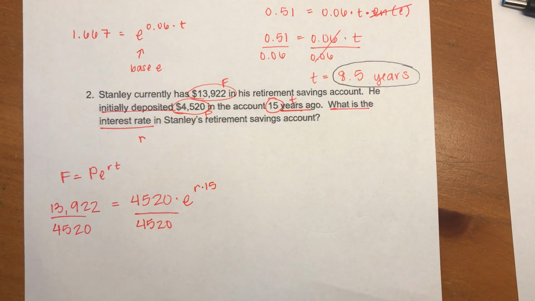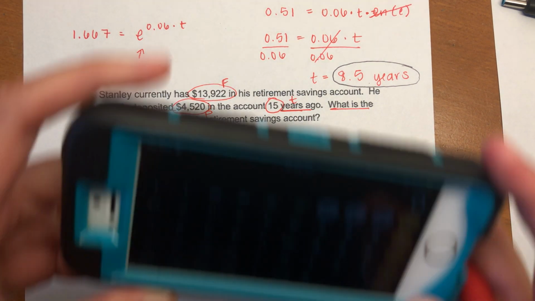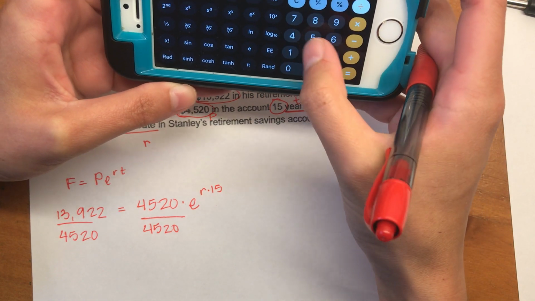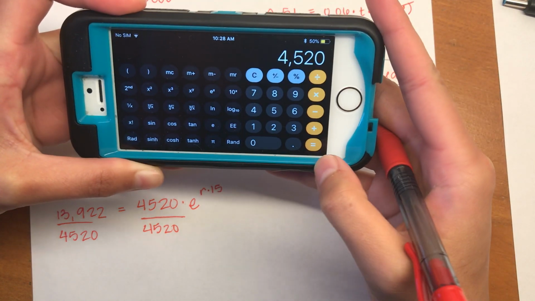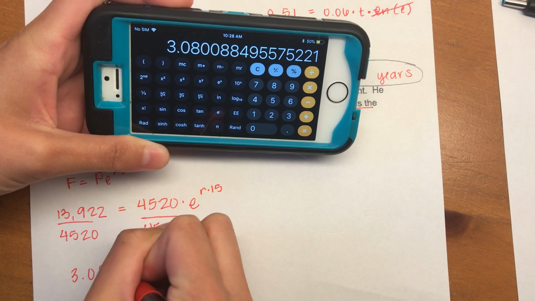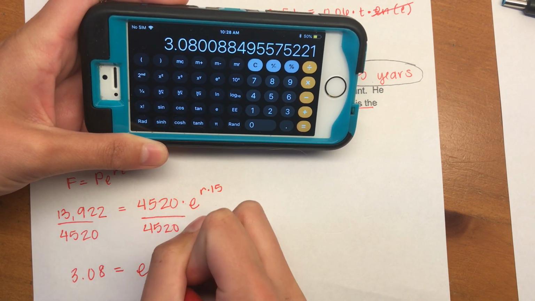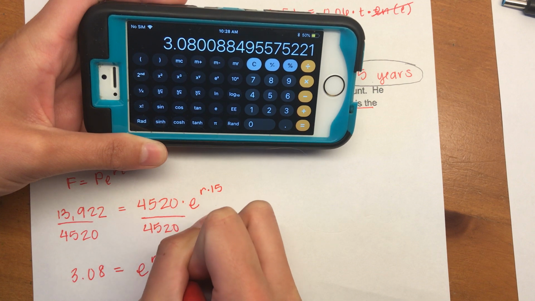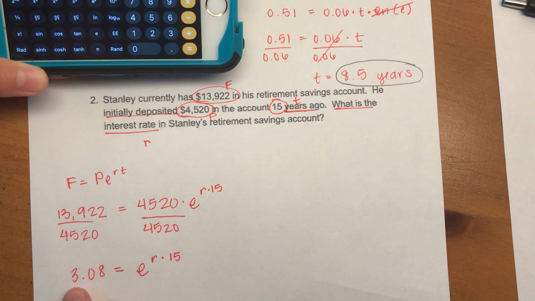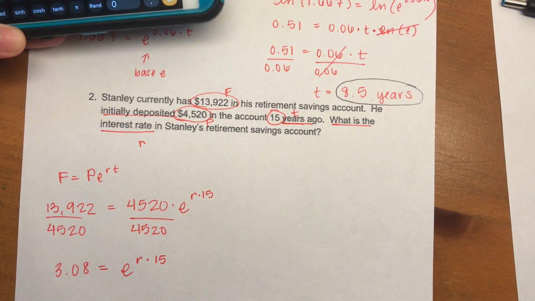And if I use my calculator, because I don't know that, 13,922 divided by 4,520 will be 3.08, if I round, equals e to the r times 15. Okay, now I can take the logarithm of both sides.